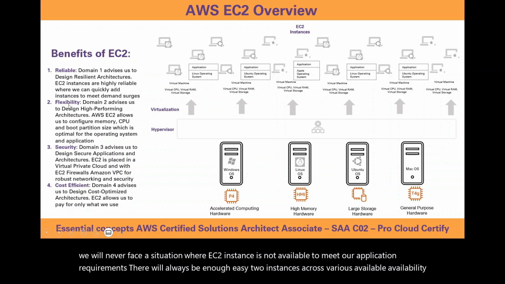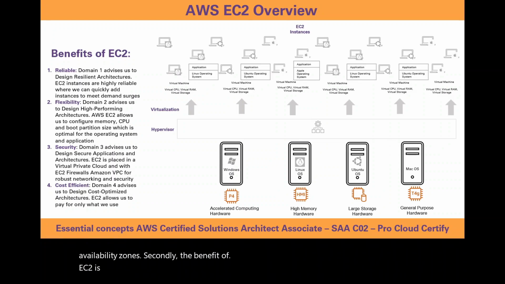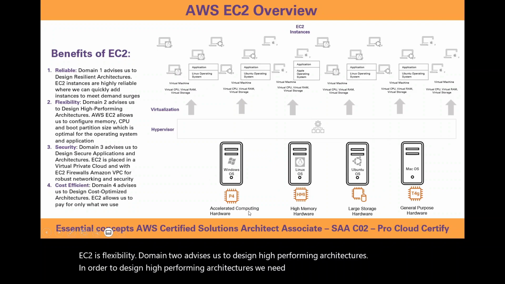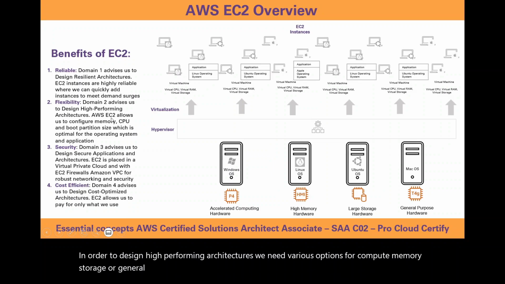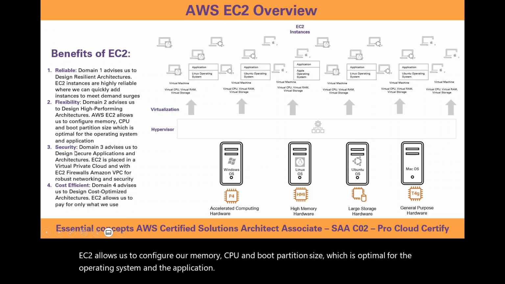Secondly, the benefit of EC2 is flexibility. Domain 2 advises us to design high-performing architectures. In order to design high-performing architectures, we need various options for compute, memory, storage, or general purpose. EC2 allows us to configure our memory, CPU, and boot partition size, which is optimal for the operating system and the application.